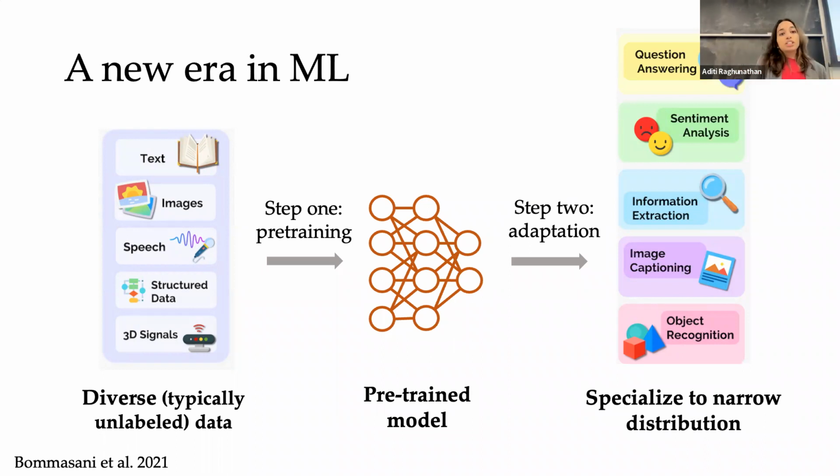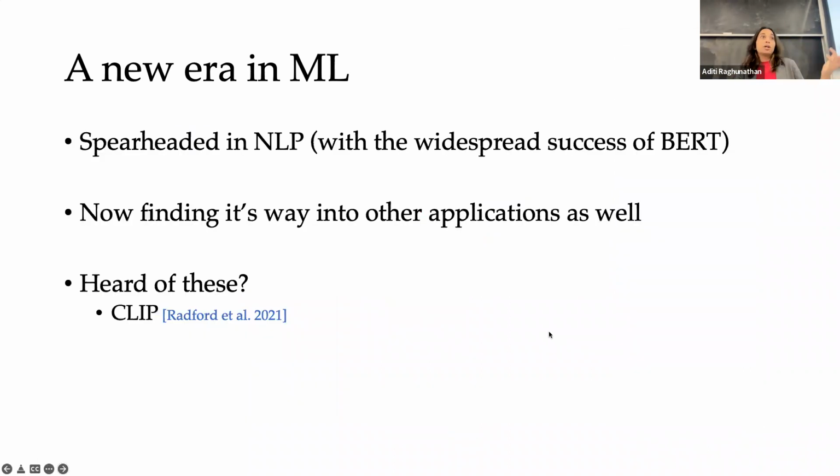So this is really a very interesting time, and a lot of it was actually spearheaded in NLP, for example, with the widespread success of BERT, where for almost all NLP tasks you started using the BERT pre-trained model. It really brought in this new age of machine learning where it makes sense to train a really big model and use that in some way to improve performance across a wide suite of tasks.